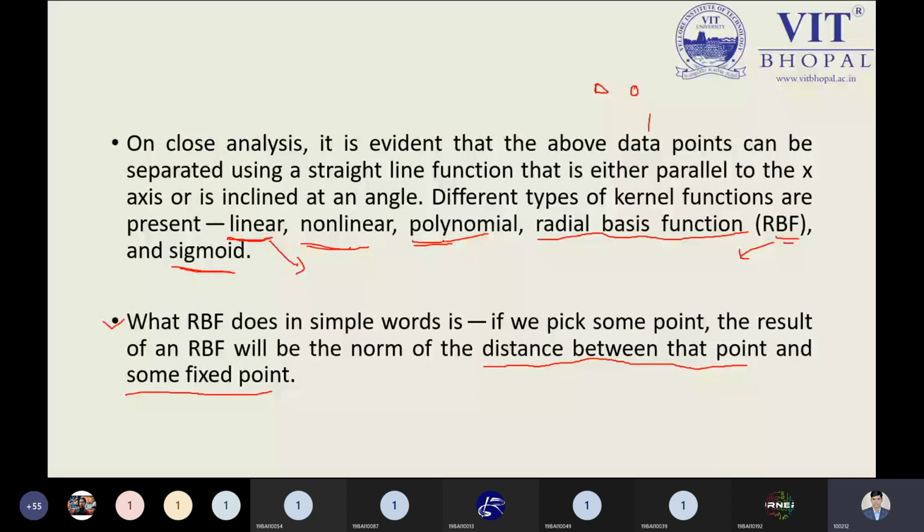Why RBF? Because RBF, that is a radial basis function, will choose some fixed point and calculate the distance to the data point, and from that we need to classify the data. That is the beauty of the RBF. So that's why the RBF function is most popular. So these are the few kernel functions we have: linear, non-linear, polynomial, RBF, and sigmoid.